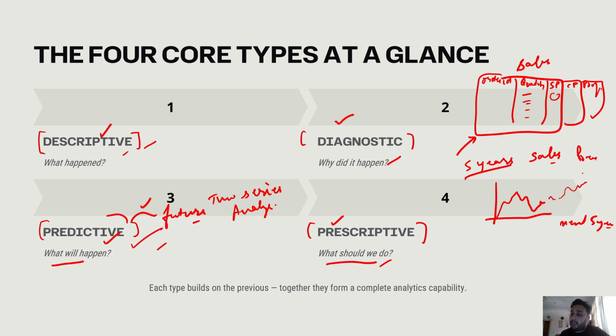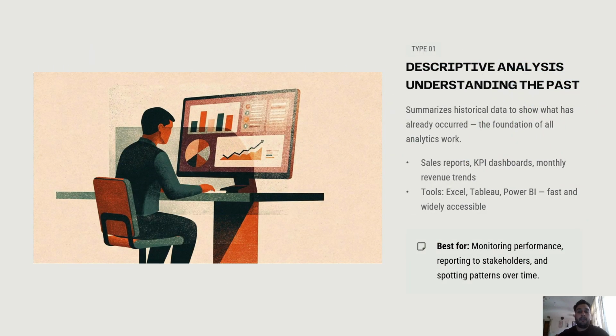And in order to achieve that sales will increase in future, what should we do? What actions do we need to perform on the basis of that? This is what we call prescriptive analysis. These are the four core types of data analysis that we should know.